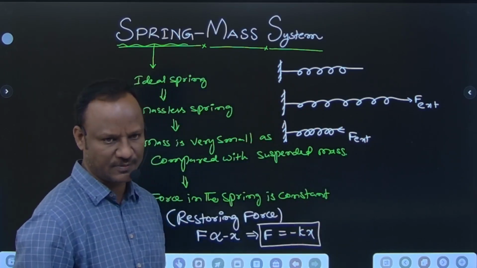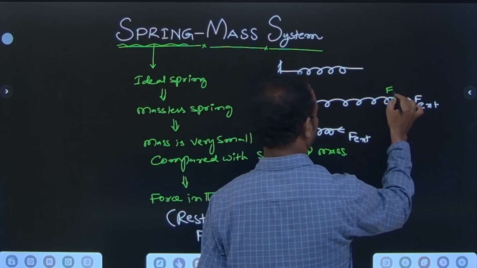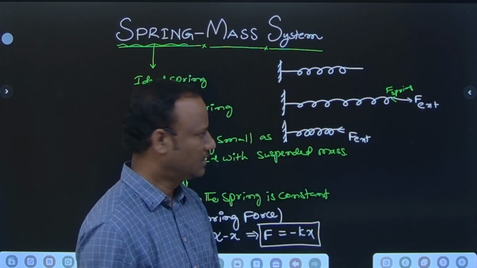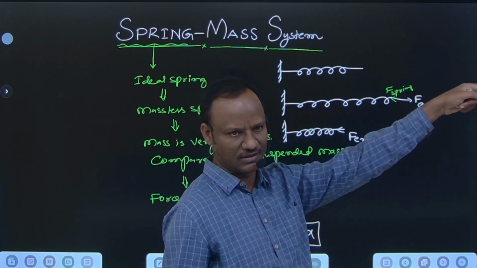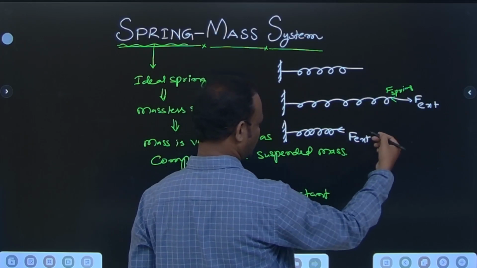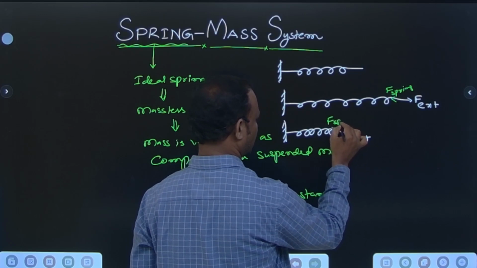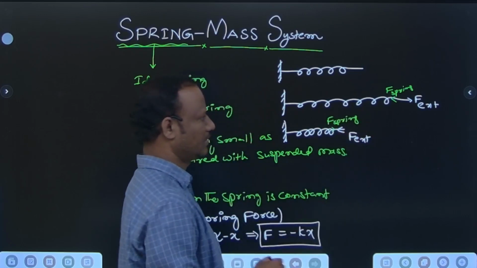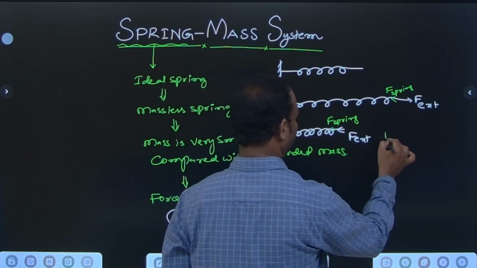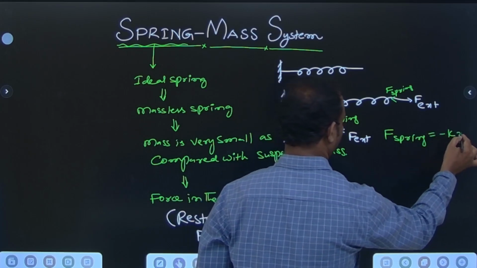Something in the spring opposes this, and that is called the spring force. It acts in the opposite direction to the displacement. As the displacement increases, the force is in the opposite direction. So here the external force is like this, and the spring force is like this. These are in opposite directions, right? So the spring force F spring is equal to minus kx.